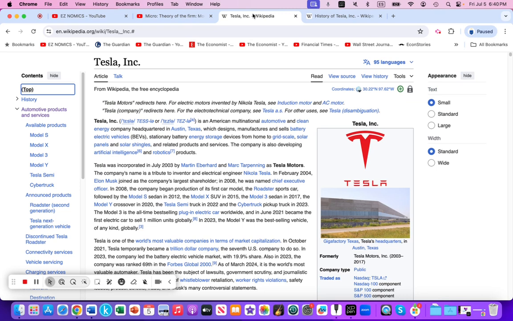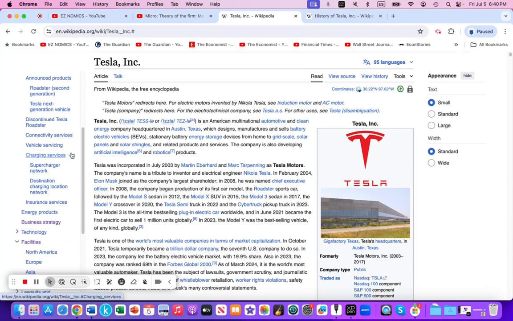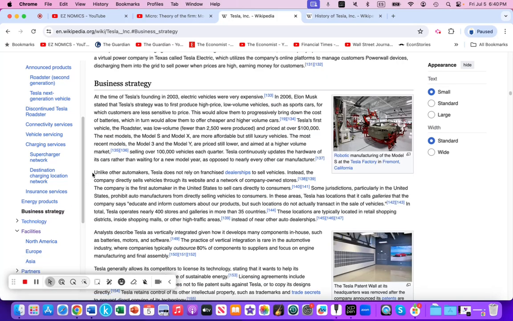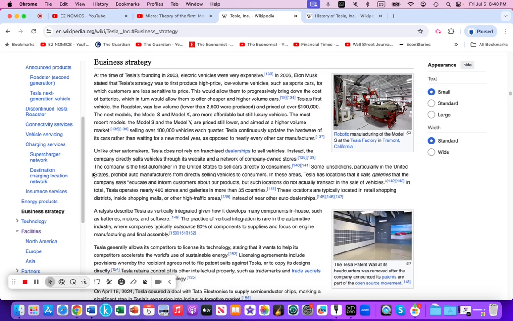So here we have Tesla as our applied real-world example. It produces and manufactures electric vehicles. They have different models, as we see here, and I'll get into that in a moment. And if we look at the business strategy, it highlights here how a main focus for Tesla was to achieve economies of scale so that it was viable and competitive with the other large oligopolistic car manufacturing firms.